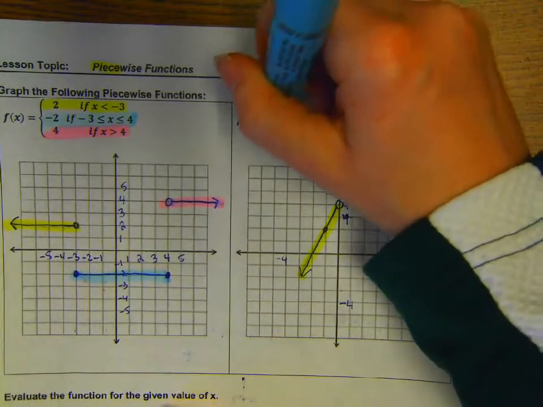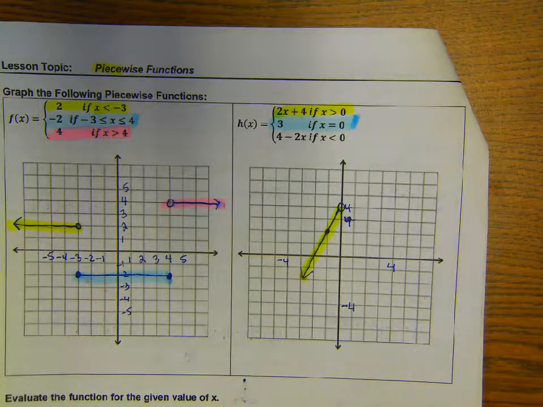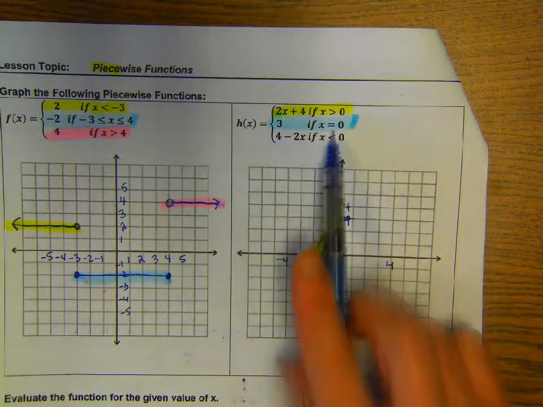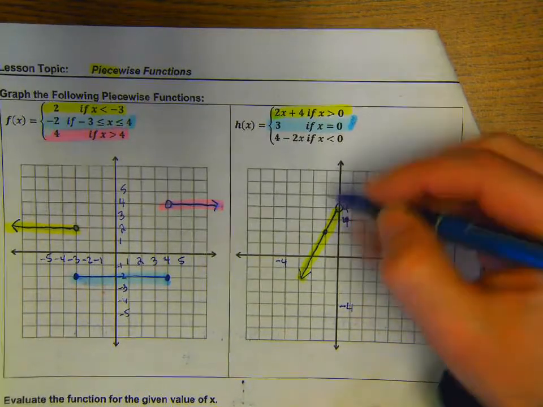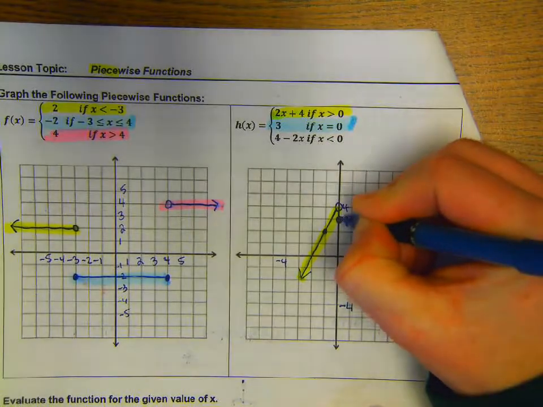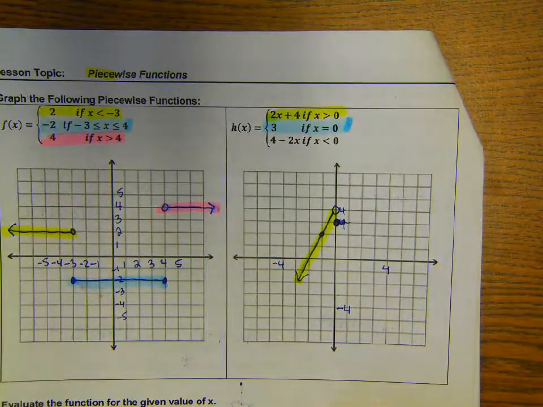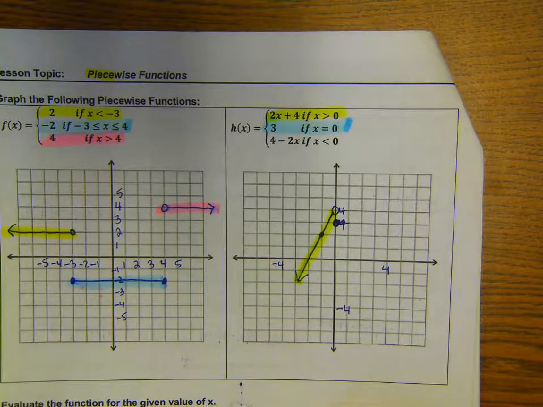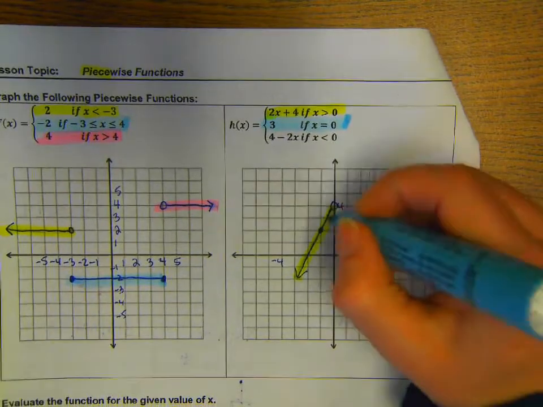Yay, flat line. Those are easy. Well, except it's not a flat line. It's just 3 when x equals 0. That's the only time. So this is the point 0, 3. Would you plot the point 0, 3? Plot the point 0, 3. I'm going to highlight it in blue because that's that part.